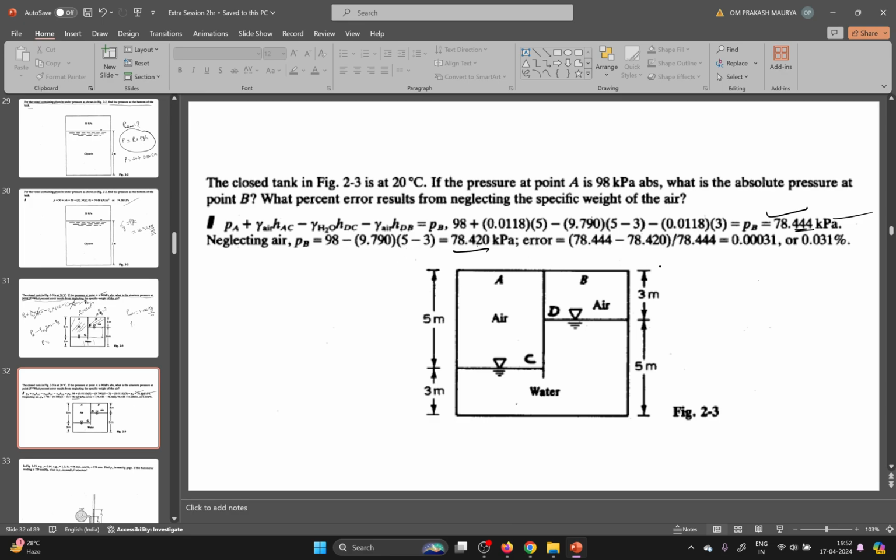When you calculate the error, error with respect to what? I am going to calculate with the previous one. If you want to hear, it's a very interesting thing. If you want to calculate the error, with respect to what: the current value or the previous value? If you want to calculate the error with respect to the previous value, you need to subtract from the previous value.